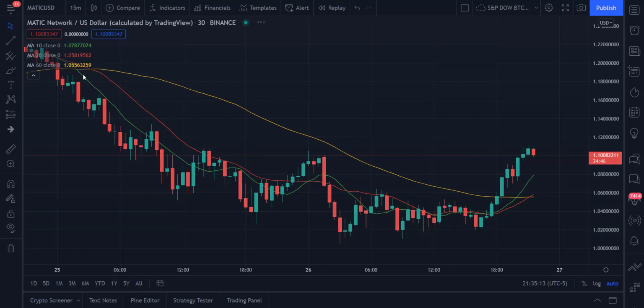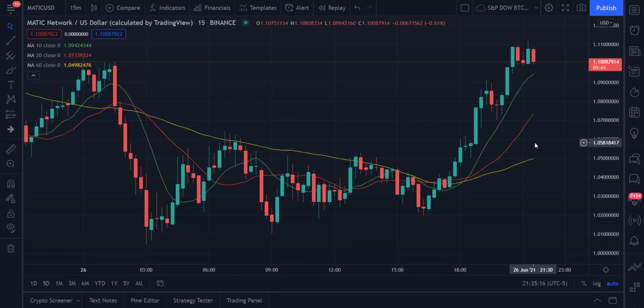Let's look at the 15-minute just to see what the ultra short term looks like. So yeah, it's had a nice little rally since earlier this afternoon. And so at the 15-minute level, we are definitely seeing some bullish trends for the moving averages.